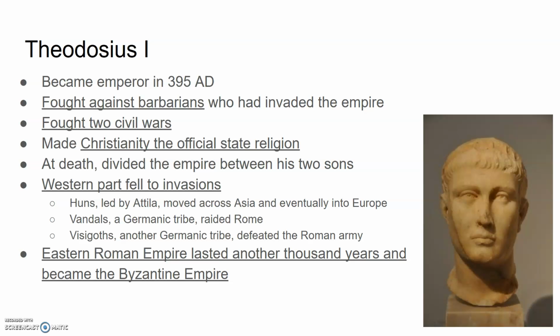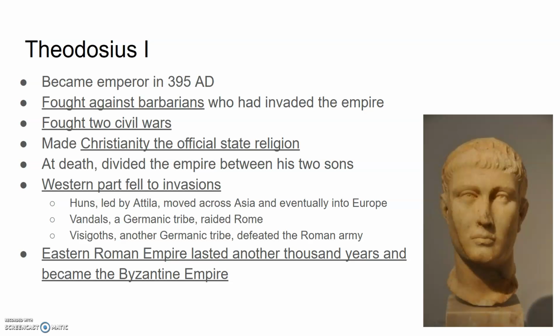So after those battles, he made Christianity the official state religion. So that changed it from what Constantine did. Constantine made it legal. Theodosius made it the official state religion. That means it's the government religion. At his death, he divided the empire again, but he divided it between his 2 sons. So one son got each side, Western and Eastern.